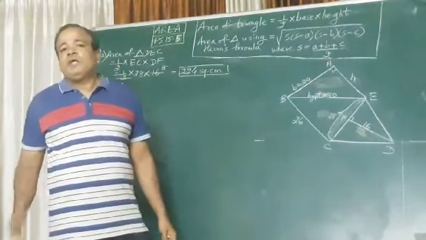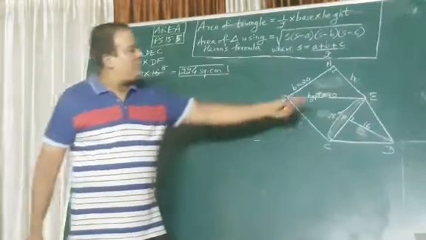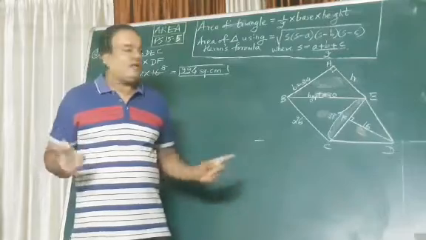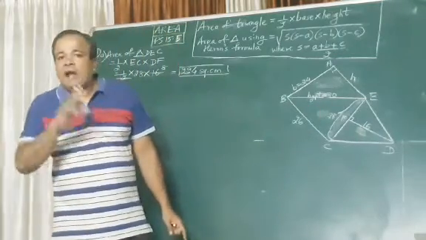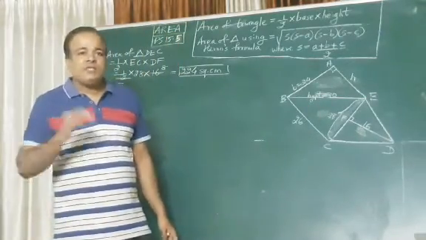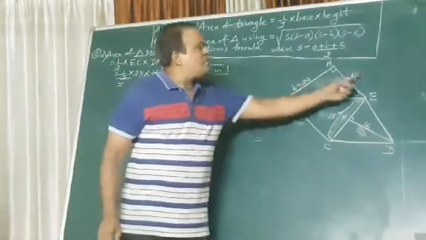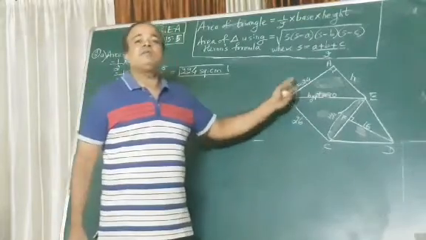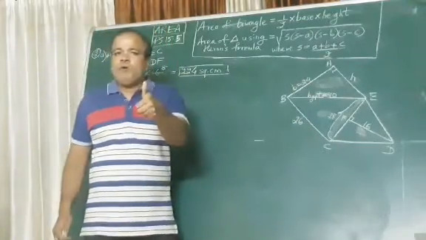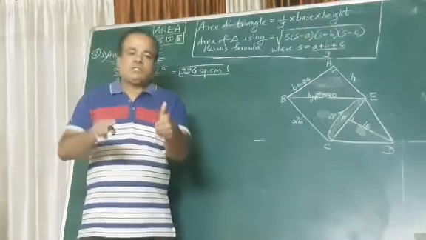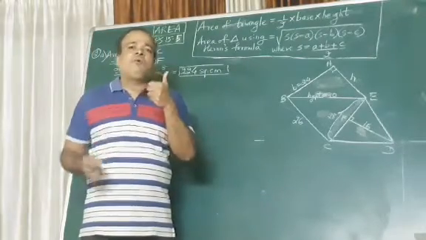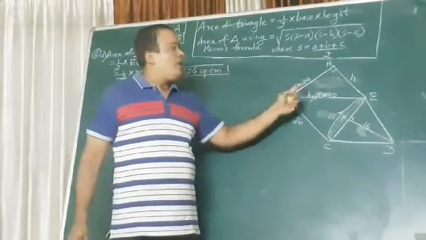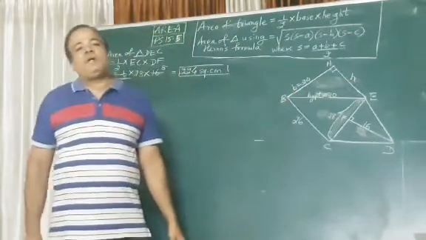I told you. In a right angle triangle, if you want the height, what should you do? If you want the hypotenuse, what should you do? Add the squares and take the square root. But if you want the base or the height, a normal side, any of the remaining two sides, then you have to subtract the squares and take the square root. This is clear? If you want the hypotenuse, add the squares and take the square root. But if you want a normal side, then subtract the squares and take the square root.